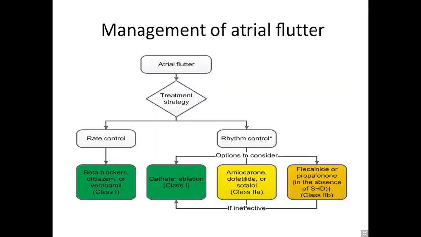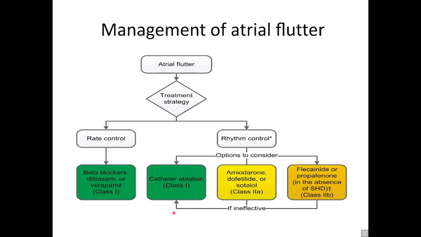Flutter. What about atrial flutter management? Practically the same, students. Treatment of a patient with atrial flutter and treatment of a patient with atrial fibrillation. Rate control and rhythm control strategy. For rate control, the same medication: beta blockers, diltiazem or verapamil. For rhythm control, in the first place, catheter ablation of pulmonary veins, because catheter ablation is more effective in a patient with atrial flutter than in a patient with atrial fibrillation.